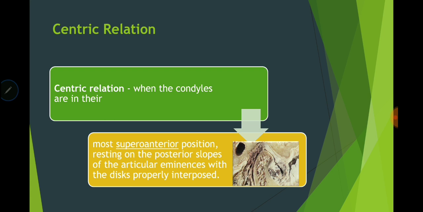So what is centric relation? We mentioned in part one of this series that centric relation is a bone-to-bone relationship. This is when the condyles are in their most superior anterior position at the articular eminences with the discs properly interposed. You can see here in the picture the articular eminence and the disc; the anterior portion of the articular eminence is here, and this is the posterior portion. It is the most superior anterior position of the condyle. Make sure you remember that: centric relation.